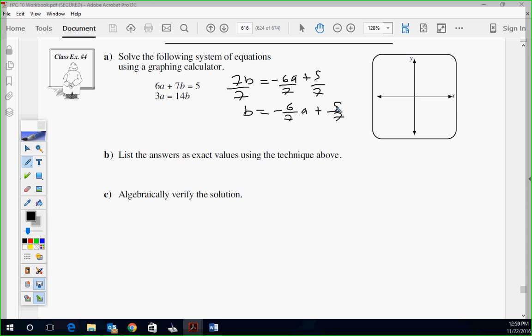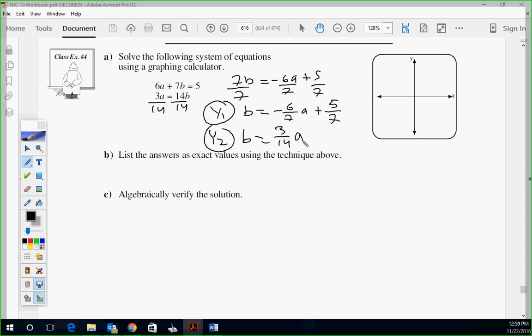So we're going to put that into our Y1. Make sure you use brackets around your fractions. That's a 5. Sorry, it's 5/7 here. Let's erase that and try again. Next one, we just simply have to divide by 14. So Y2 equals 3 over 14 A.